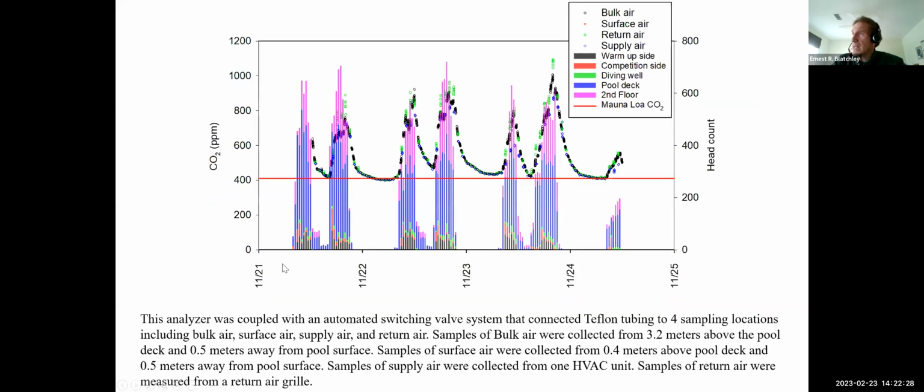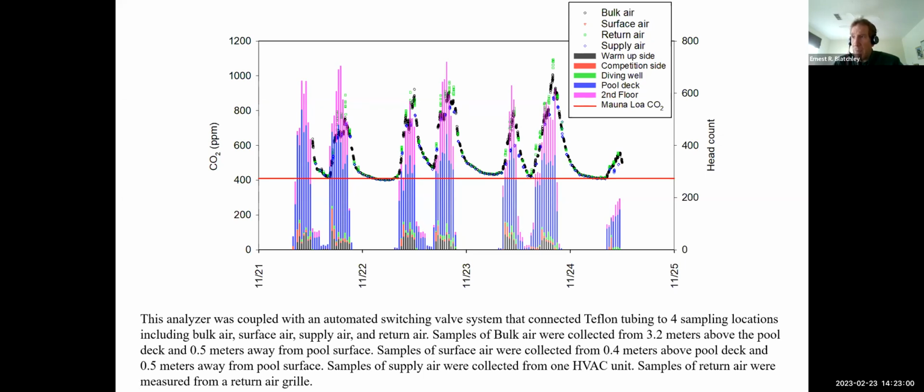Here what I've done is just separate out a little bit of the data. This is data that were collected using the LICOR instrument. And let me just focus on this instrument and how we conducted these measurements. At the top of the legend here, you'll see that there are 4 locations: bulk air, surface air, return air, and supply air. So with this particular experiment, we had one of these LICOR instruments, but we set it up so that it could collect samples from 4 different locations.